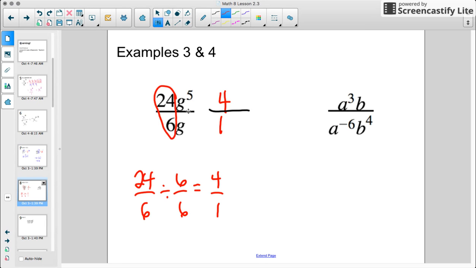And I have 5 g's as the numerator. And remember, it's the same thing as when we multiply. When we're dividing, anytime you have a variable by itself, or even a number by itself, it can always be raised to the power of 1. So this is g to the power of 5 minus g to the power of 1, which will give us g to the power of 4 as the numerator. Okay, and we can actually just write this answer as 4g to the power of 4.